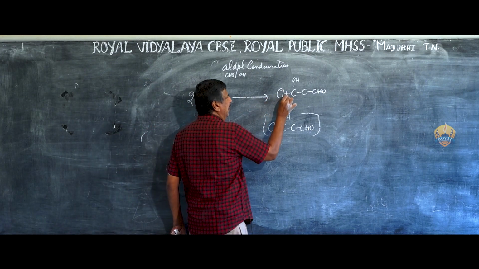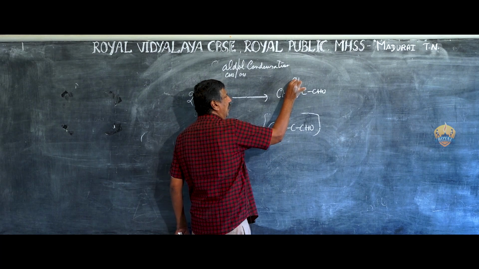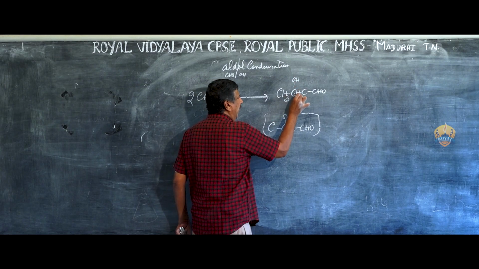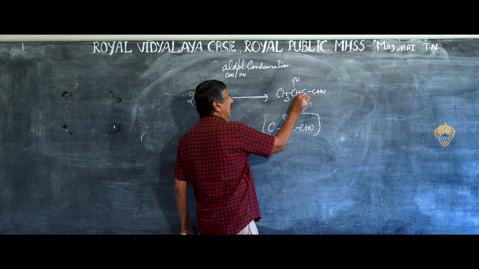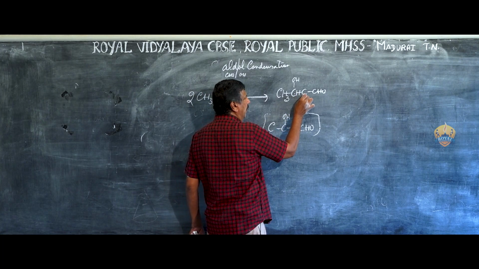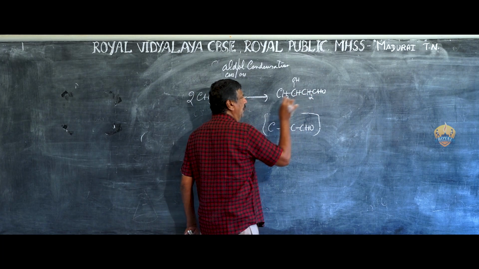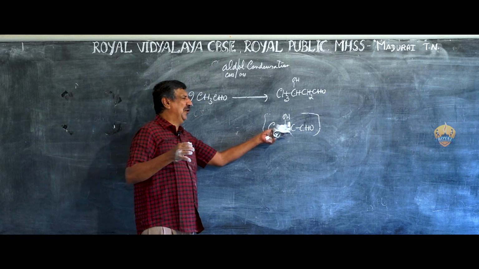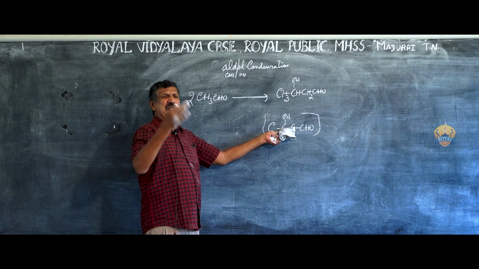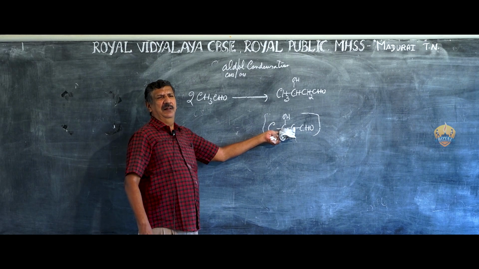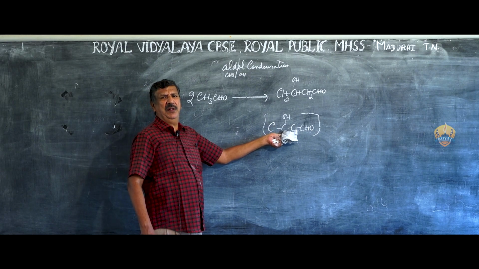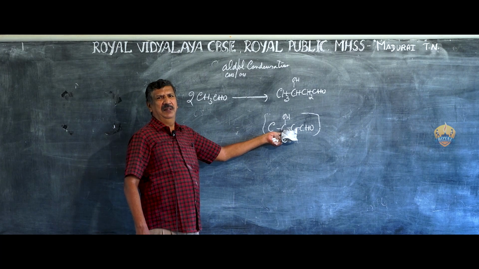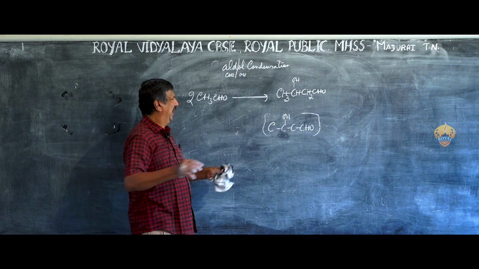Here you should write CH3. Since there is a group, you should take 1 H. Here, since there is no group on top and bottom, CH2. This is aldol. This is for your initiation, how to write. But don't write these in your exam hall. They will not accept. Okay.